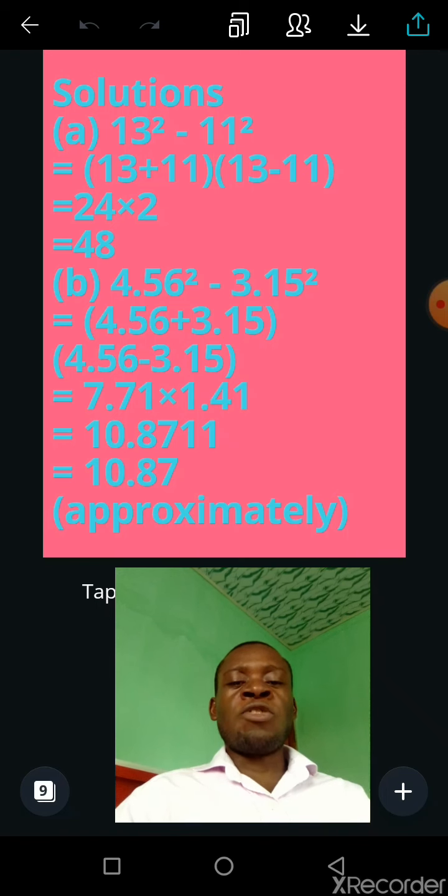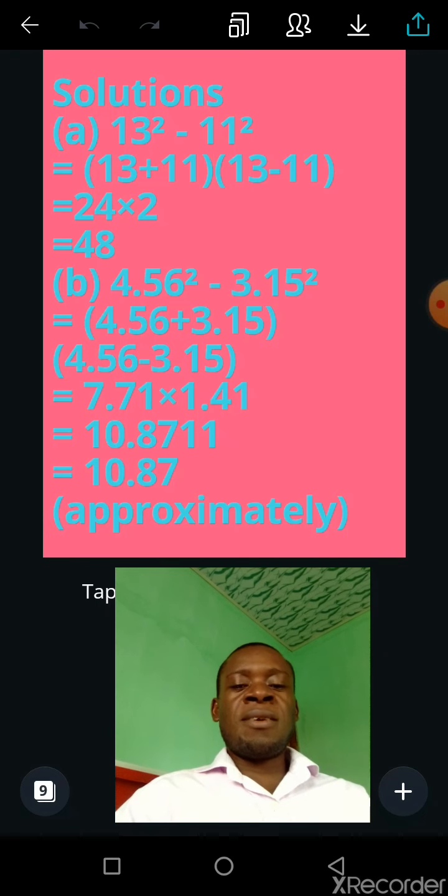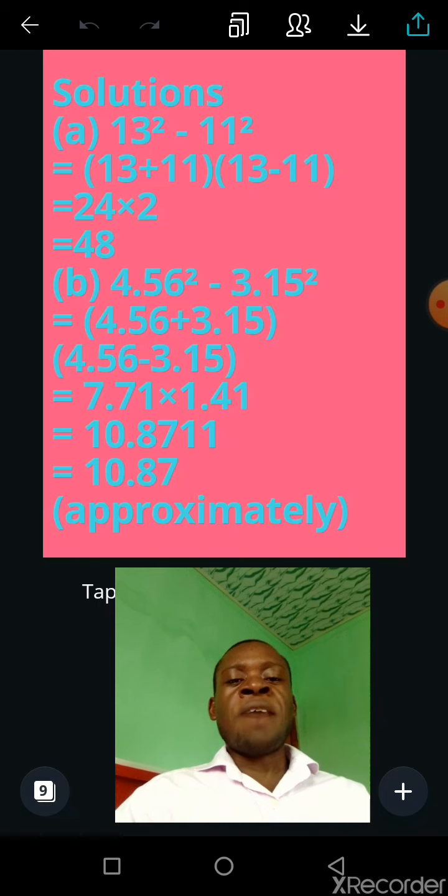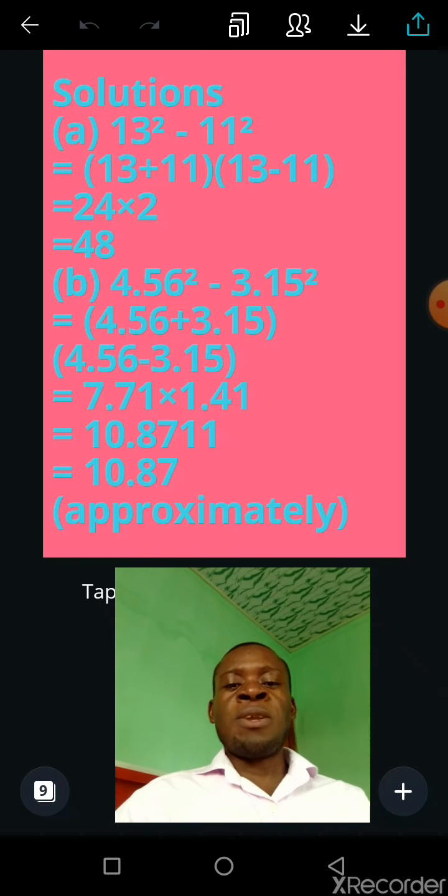4.56 raised to the power 2 minus 3.15 raised to the power 2. Here we don't pronounce it as forty-four point fifty-six. Once a decimal point comes, every other number at the right hand side is pronounced one after the other. So we have four point five six raised to the power 2 minus three point one five raised to the power 2. So the result now will be, repeat the first number, that is 4.56.